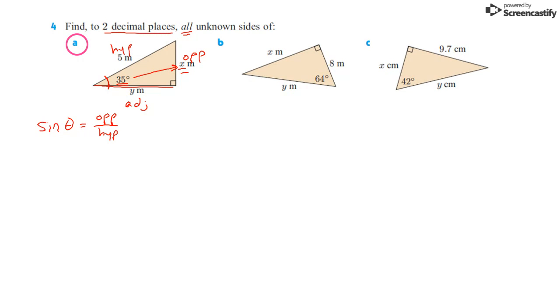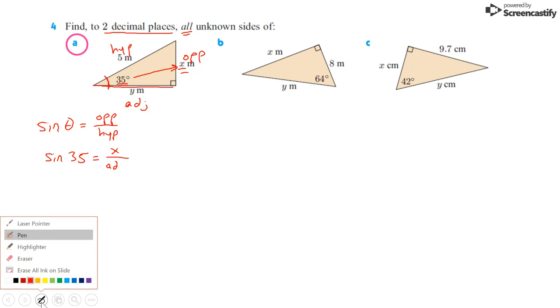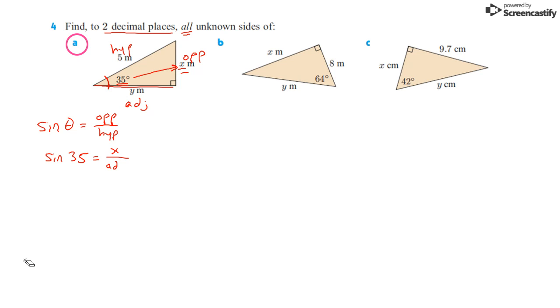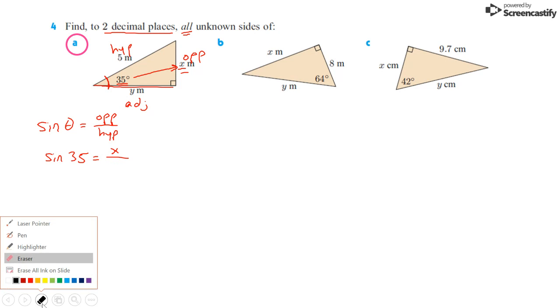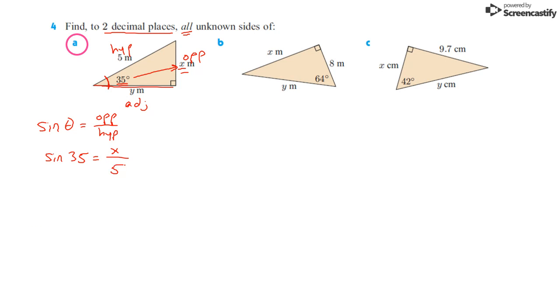And I need to now fill in the pieces I know. So I know the angle measure. The opposite side I do not know. The hypotenuse, I do know. I know the hypotenuse is 5.